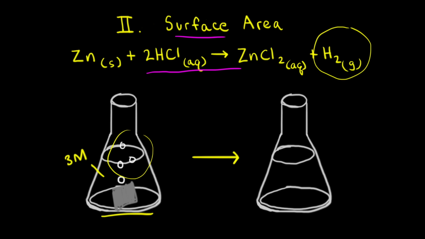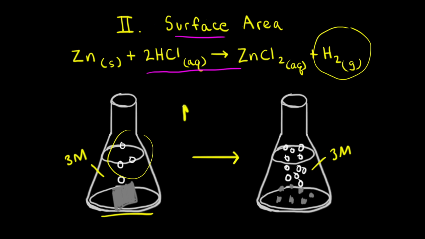This time, let's try breaking the piece of zinc into smaller pieces. So instead of using one large piece of zinc, here we have a bunch of small pieces of zinc, and if we were to do the experiment again with 3 molar hydrochloric acid, this time we would see more bubbles of hydrogen gas coming off of those small pieces of zinc.